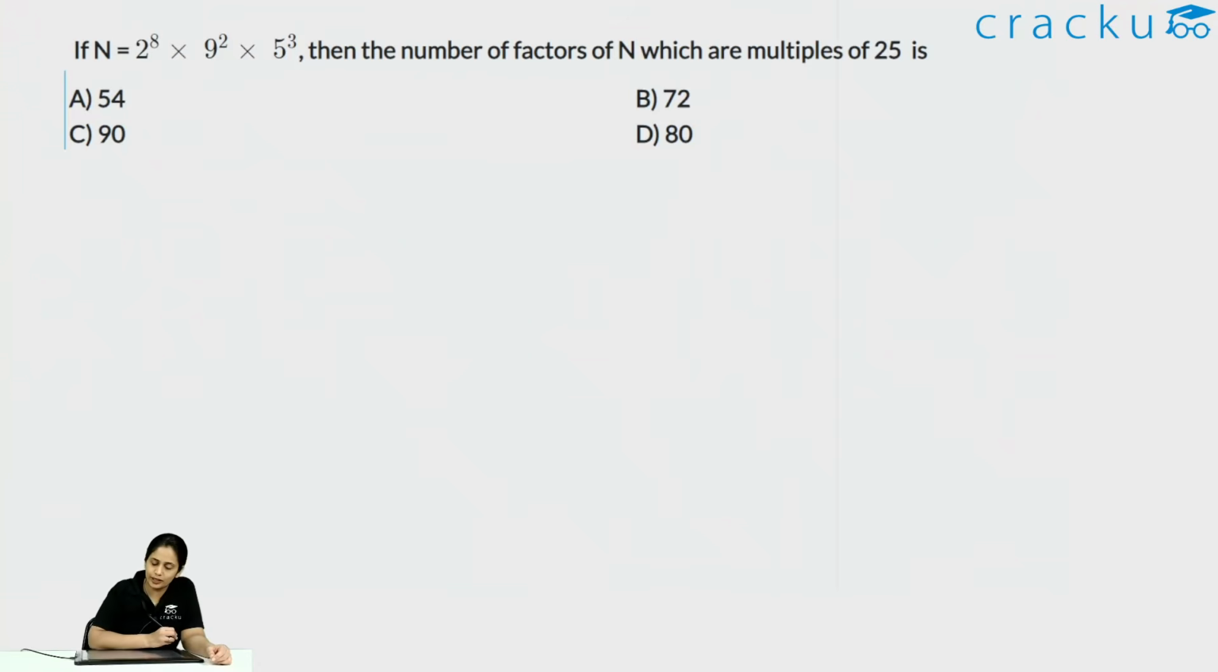So if you consider the question that is given over here, here we have n is equal to 2 raised to 8 and 9 square into 5 cube. Then the number of factors of n which are multiples of 25 is what? Here we have to consider multiples of 25. So it's not just the number of factors, but the number of factors which are multiples of 25. So in that case, what is the bare minimum power of 5 that you have to select? See, in this case, the number of ways of selecting powers of 2 will be from 0 to 8, that is 9 ways.